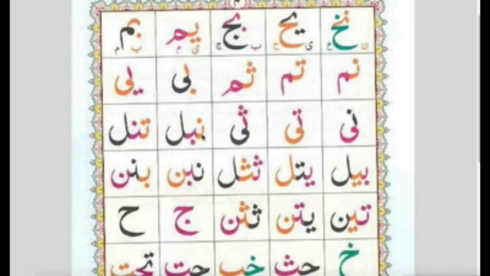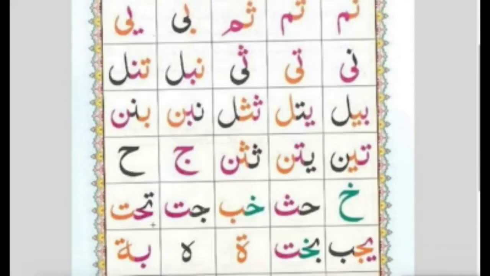Sa, Ya. Noon, Ba, Lam. Ta, two dots on the top, Noon, Lam. Ba, Ya, Lam. Ya, Ta, Lam. Sa, Lam. Noon, Ba, Noon. So this is small Noon in the beginning and this is a big Noon at the end. Noon, Ba, Noon. Ba, Noon, Noon. Ta, Ya, Noon. Ya, Ta, Noon. Sa, Noon. Jim, Ha. We go to the next page.